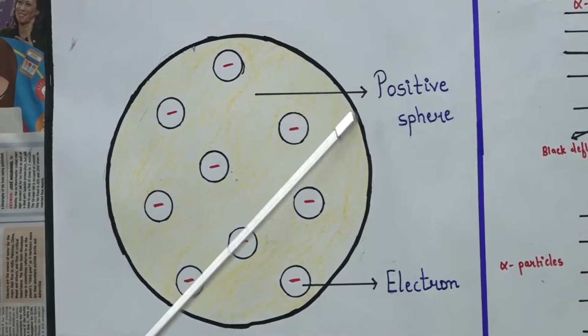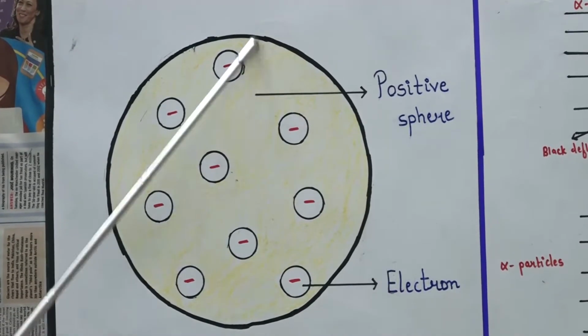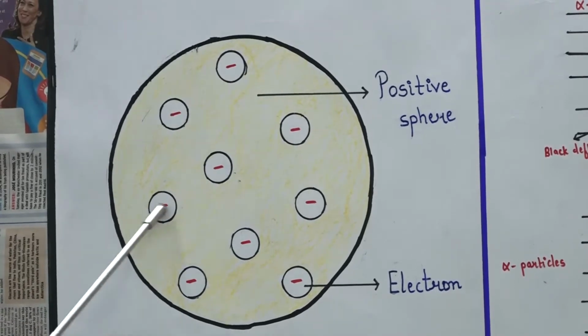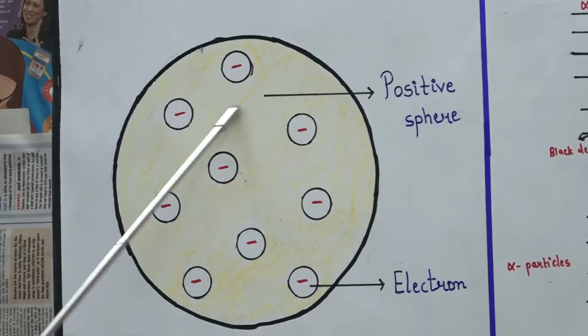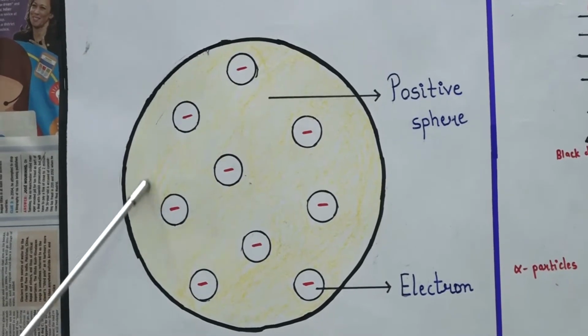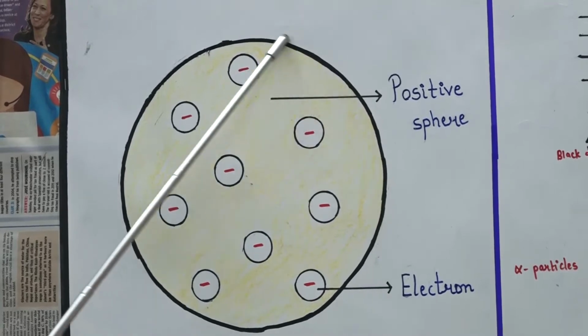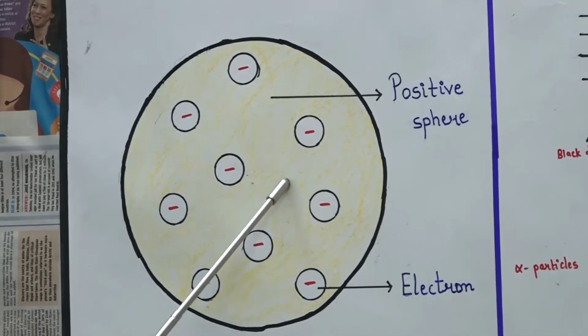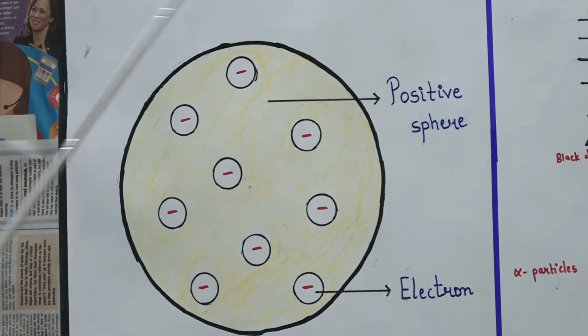This may also be compared with a watermelon in which seeds are like electrons embedded in the red area of the watermelon, which represents the positive sphere. This model of atom is called Thomson's model of atom.